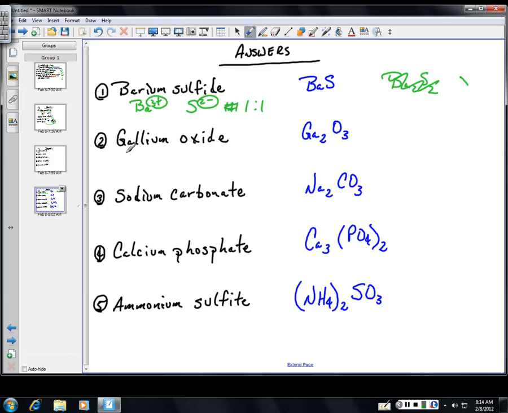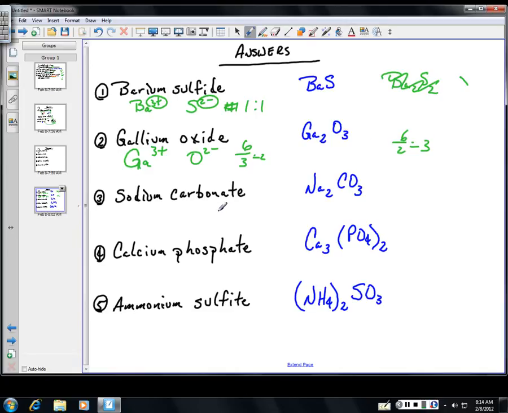Gallium oxide is our next one. We wrote Ga. That's over in group 3. Oxide is a 2-. So we know our common factor is 6 again, right? 3 times 2. 6 divided by 3 says I need 2 galliums. And 6 divided by 2 says I need 3 oxygens, and that's how I came up with those subscripts.